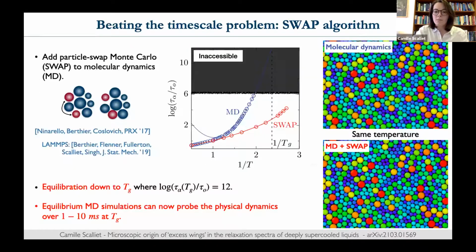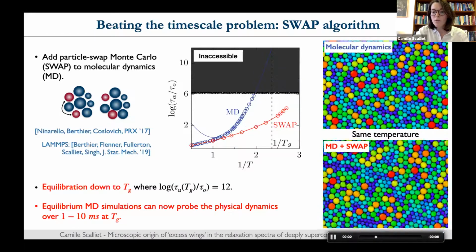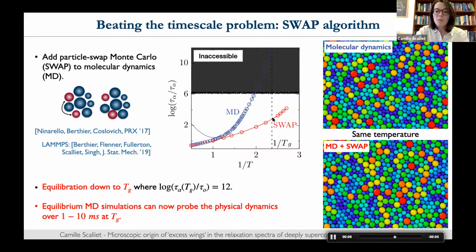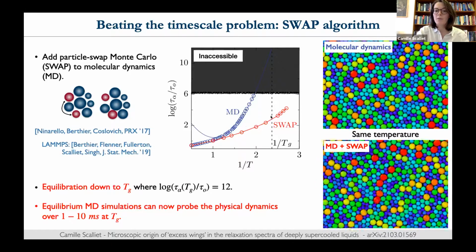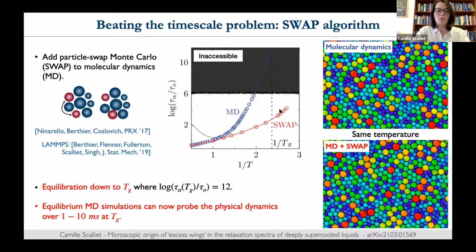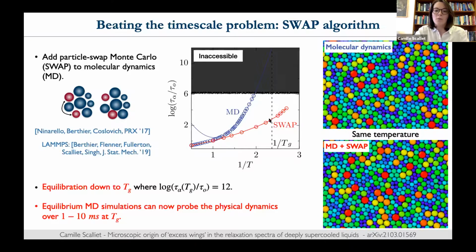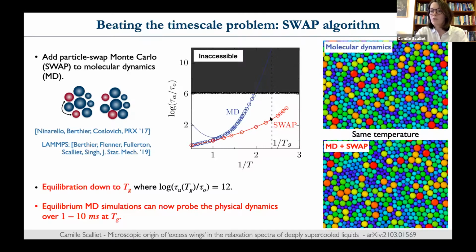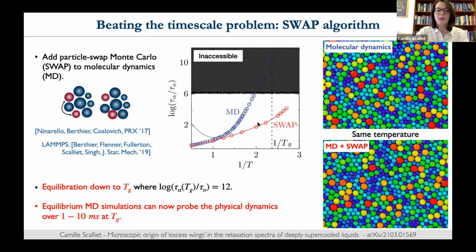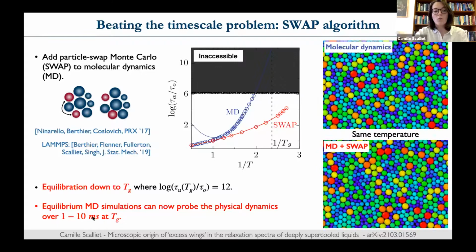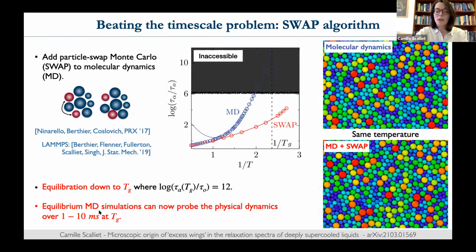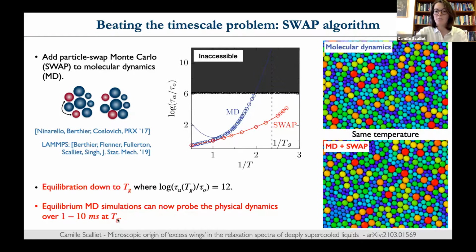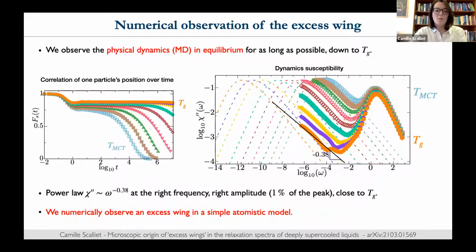And we see that by adding swap moves, the dynamics is much, much faster. And the speed up is such that we can achieve equilibrium at the experimental glass transition and below, thanks to this algorithm. So by taking these equilibrium configurations as initial conditions for standard physical dynamics, we can now probe the physical dynamics of supercooled liquids over 1 to 10 milliseconds, the limit for computer simulations, but we can do that down to the experimental glass transition. So we follow this strategy and observe the equilibrium relaxation for as long as possible, a few weeks or months, actually during most of the pandemic, down to the experimental glass transition.